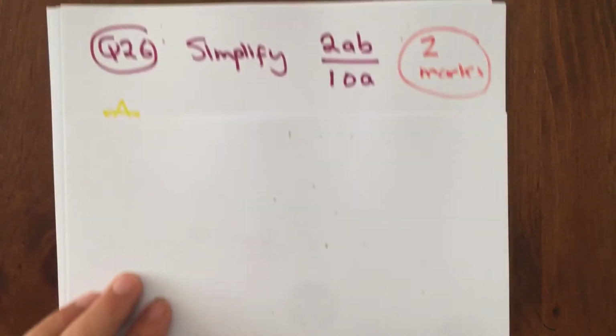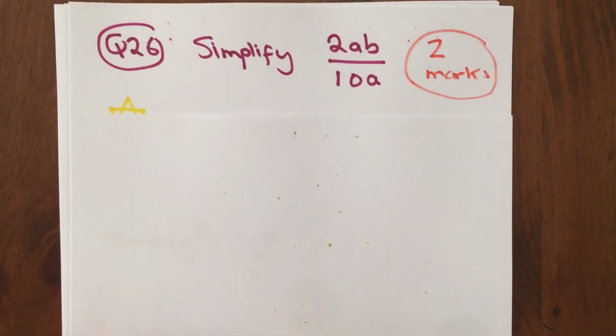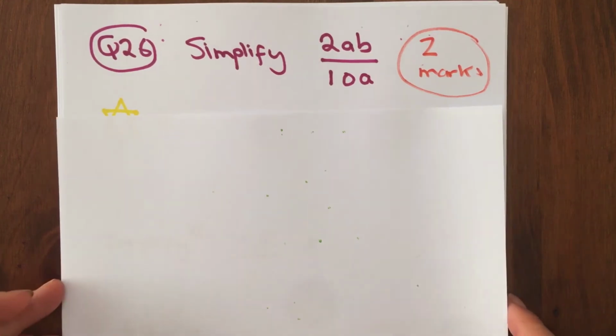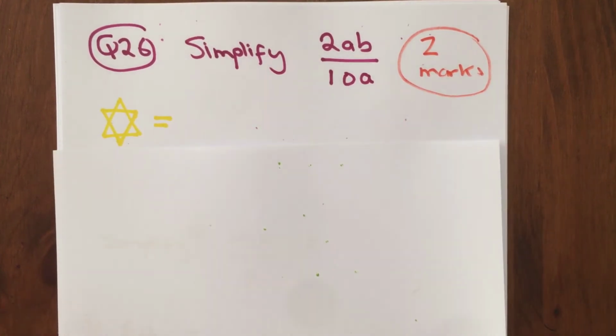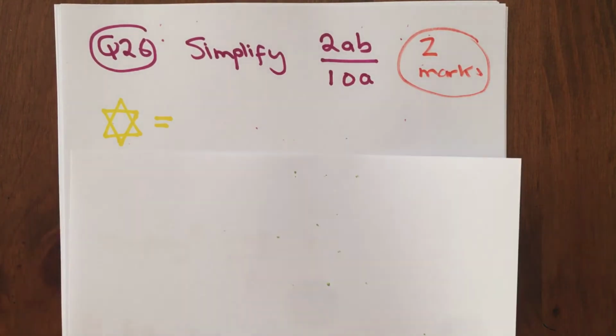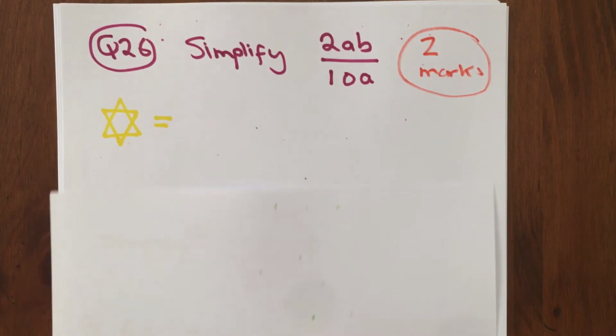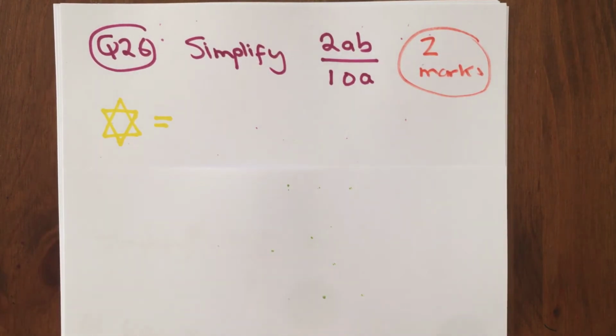Okay, right, question 26, the hardest one on the whole of the paper. Yeah, really hard. How many people got this one right? 2 people got this one right. Notice the shape, notice the colour. So, how to do this one?